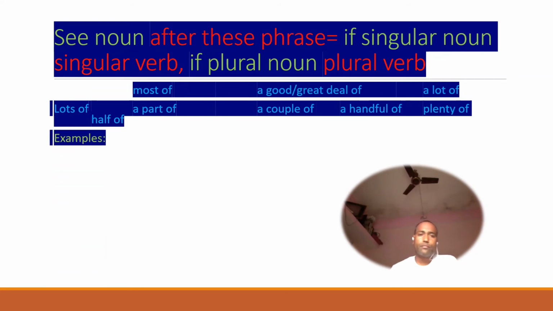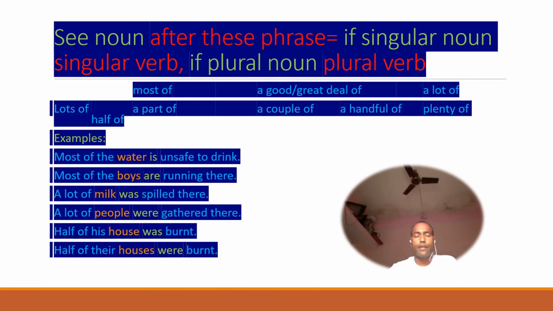Let us see examples for that. See here, most of the water. This is singular. So is. Most of the boys. See here, this is plural. So here are. A lot of milk. Milk, uncountable. Uncountable is singular. So there is or was. A lot of people. See people, plural. So here is were gathered there.